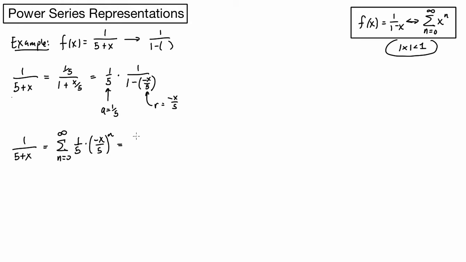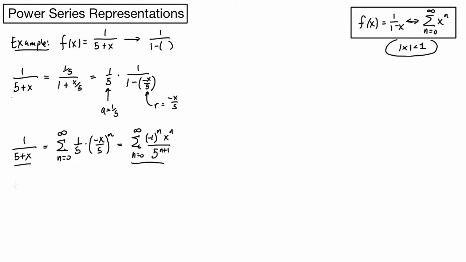We'll probably clean this up a little bit. Probably a better final form here would be to combine the 5s and separate out the negative. So this is an alternating series because of the negative. You'll have negative 1 to the n, x to the n, over, there's two 5s, you're going to get n 5s and then 1 5. So this is 5 to the n plus 1. So this is another power series representation. I can represent the function 1 over 5 plus x with the series that I have here, this alternating series.